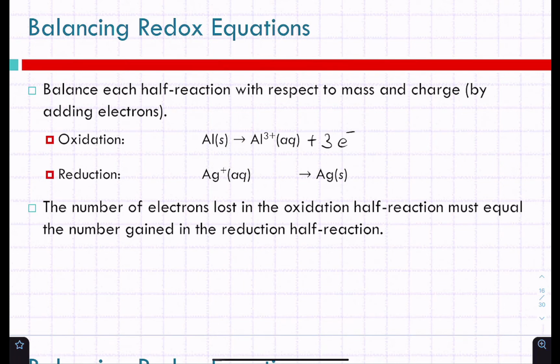So for our reduction reaction, how many electrons do we need to add, and to which side? We need to add one onto the positive side to balance it out. Yeah, you need to look first at which side is more positive. This side has a +1, this side is 0. So we'll add 1 electron here. That'll balance it.